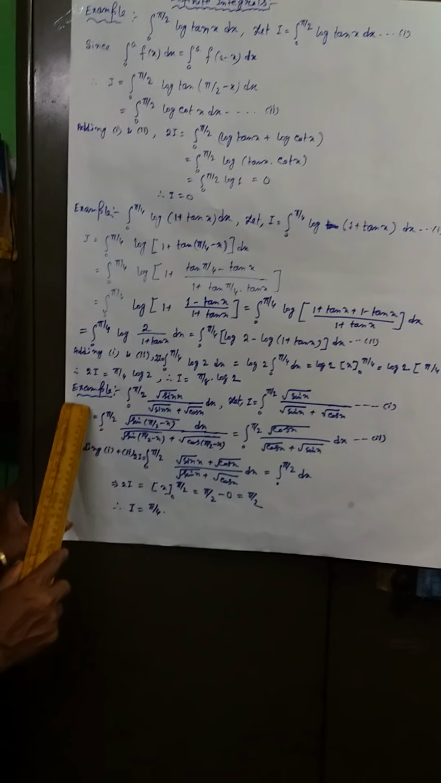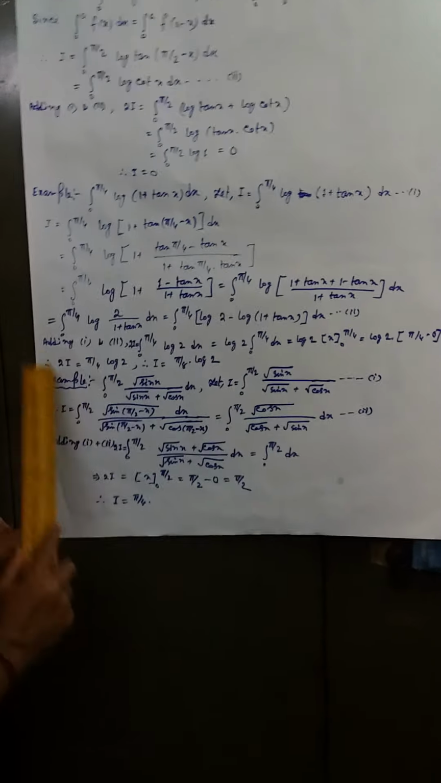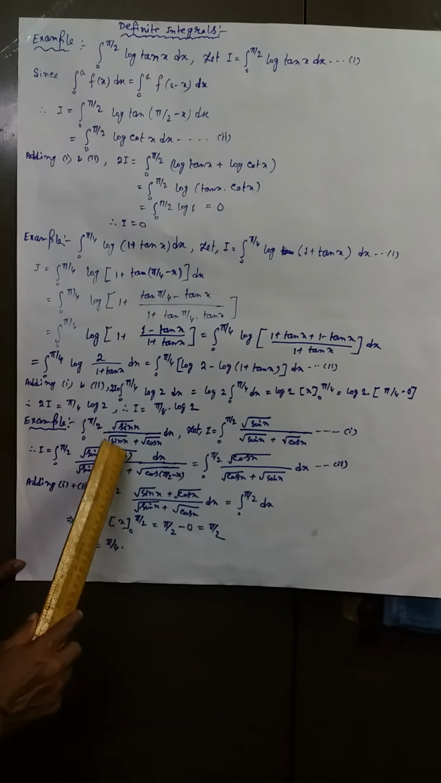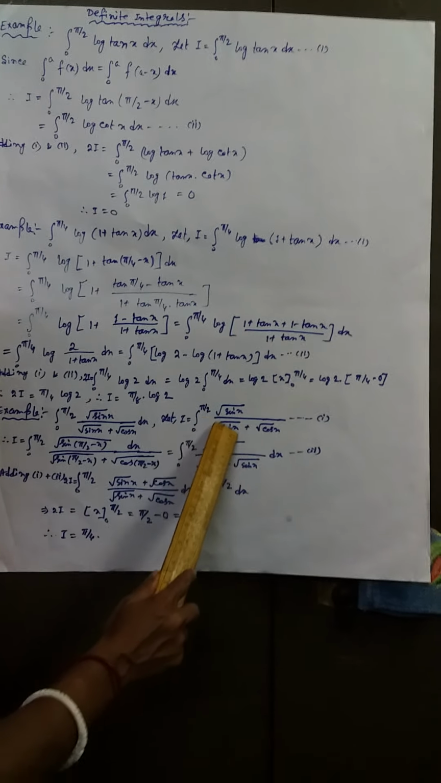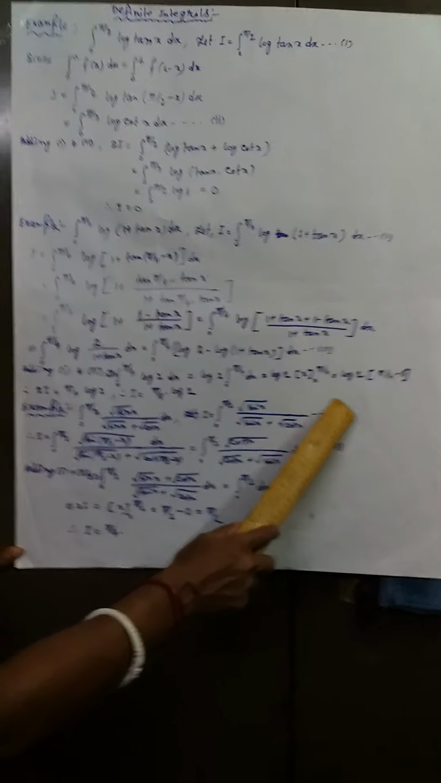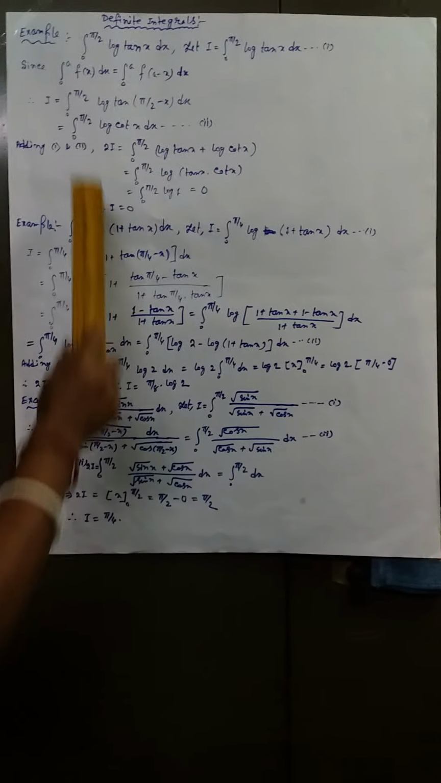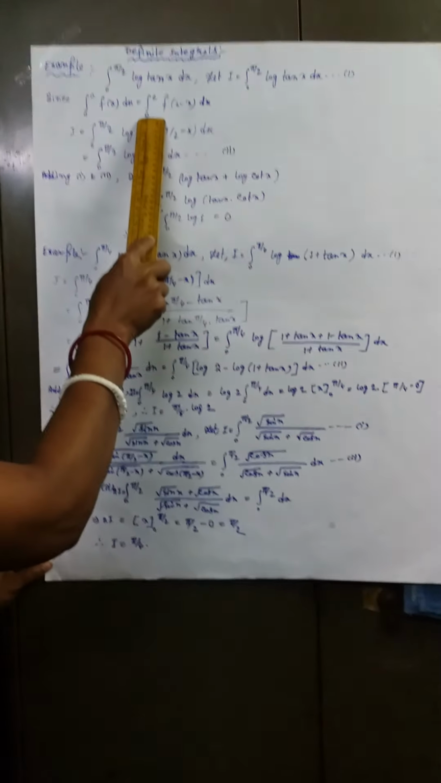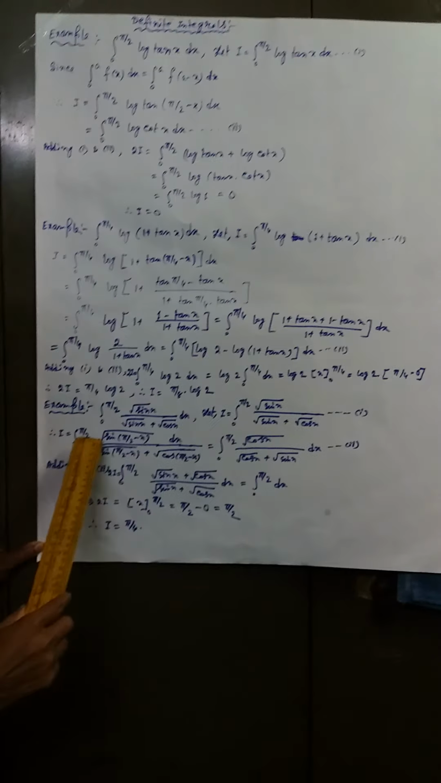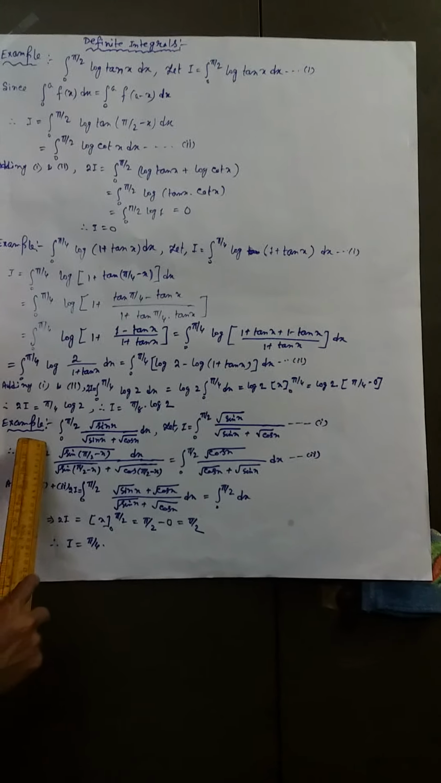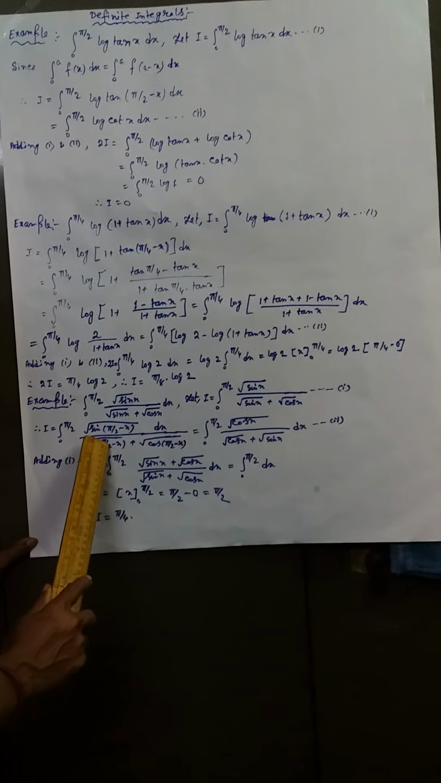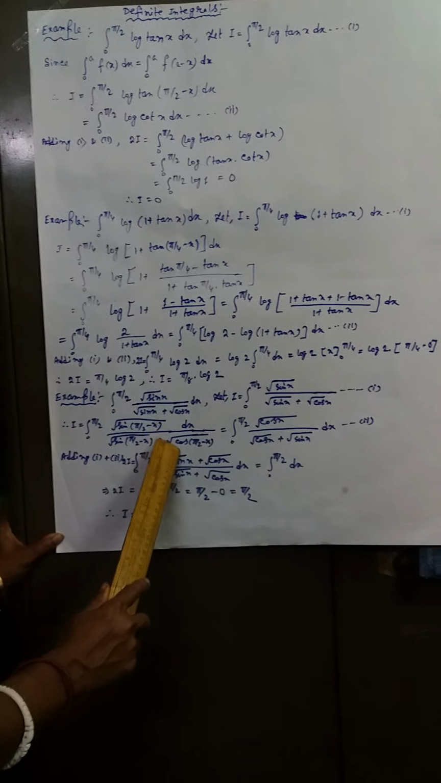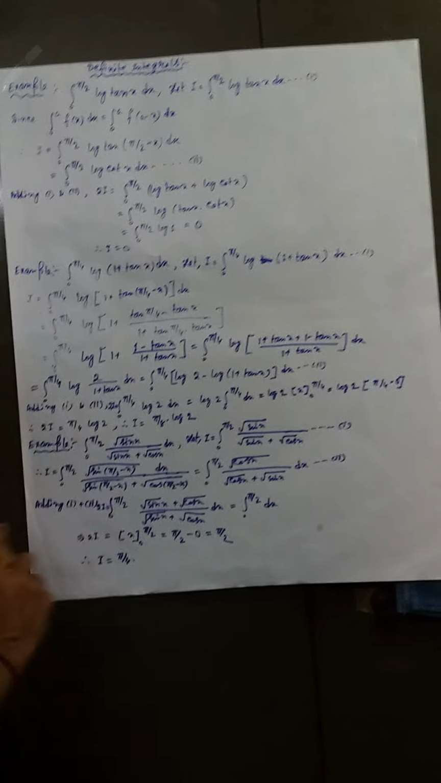This is the answer. And the next example is the integral from 0 to pi by 2 of root over sin x by (root over sin x plus root over cos x) dx. Now let I equal to this. Now applying the same formula, the integral from 0 to a of f(x) dx equals the integral from 0 to a of f(a minus x) dx. Now I equals the integral from 0 to pi by 2 of root over sin (pi by 2 minus x) by (root over sin (pi by 2 minus x) plus root over cos (pi by 2 minus x)) dx.